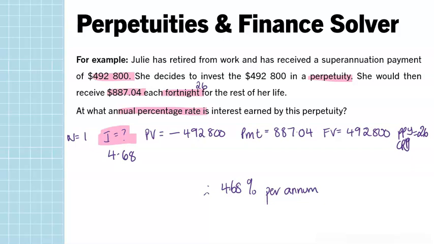So you won't see perpetuities a lot in your exams, but it's that key thing. The balance remains the same, and knowing how to use that value of D.